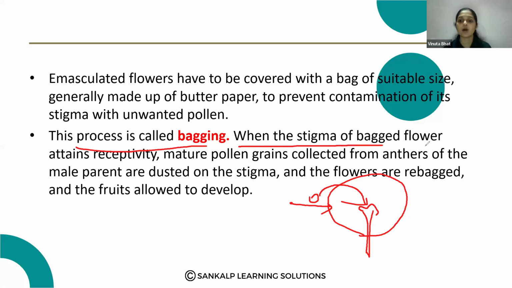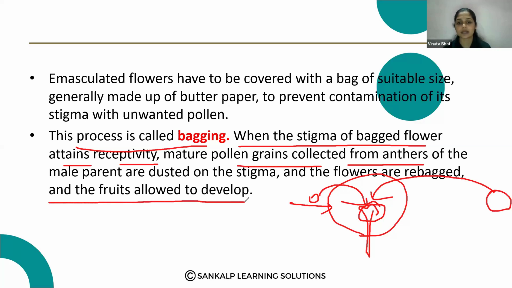When the stigma of the bagged flower attains receptivity, that is, when the stigma becomes mature, the mature pollen grains are collected from the anthers. Now the desired pollen grains are transferred to, or dusted on, the stigma, and the flowers are rebagged and the fruits are allowed to develop.